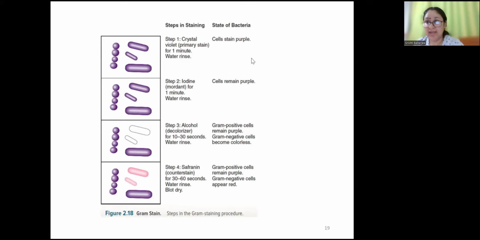Is it clear why they take up this stain and why not? It's in that logic that gram positive cells take up the gram stain, so it's gram positive, and negative cells cannot take up the gram stain. That is why it's gram negative. Is it clear to all of you?